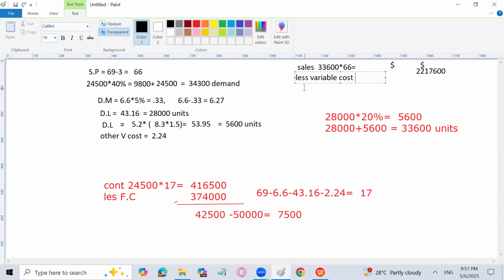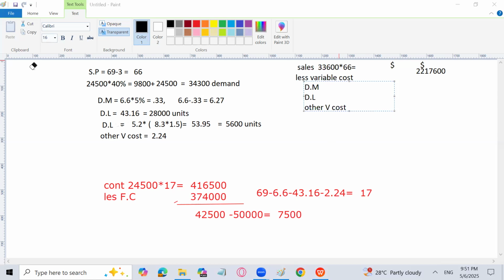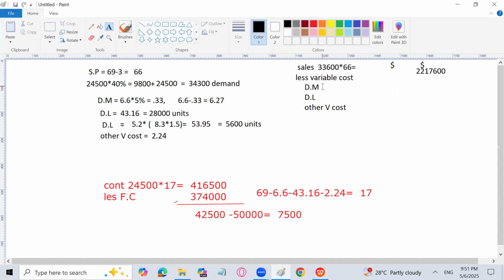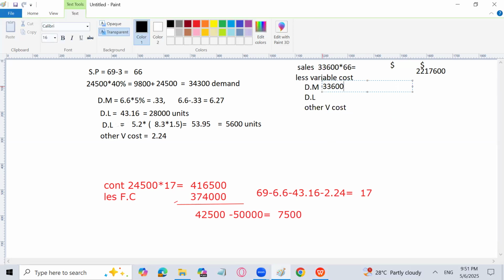Variable cost, that includes direct material, then direct labor, then other variable cost. So let's see. So direct material is going to be 33,600 multiplied by 6.27. Okay. What is the amount of direct material? 210672. Then we are going to have the direct labor.